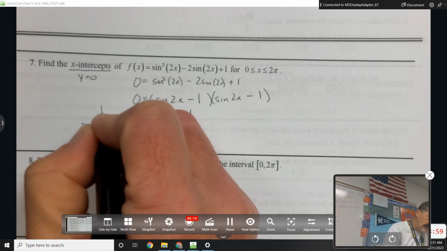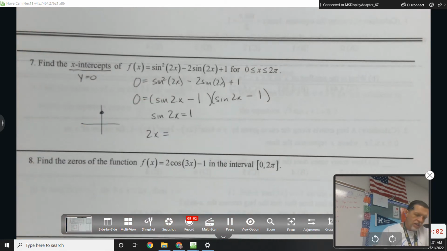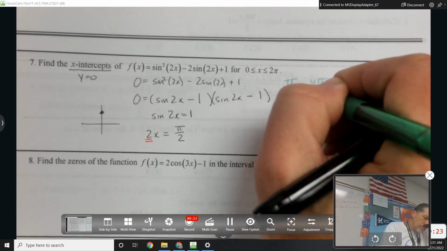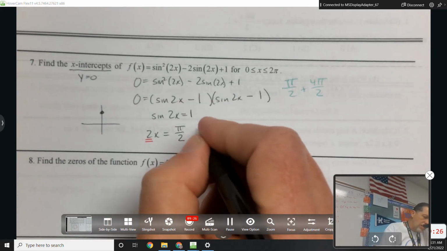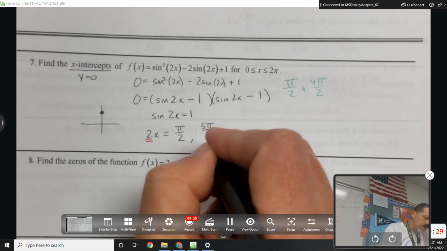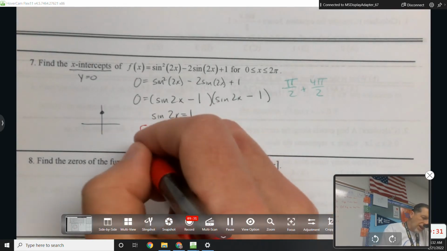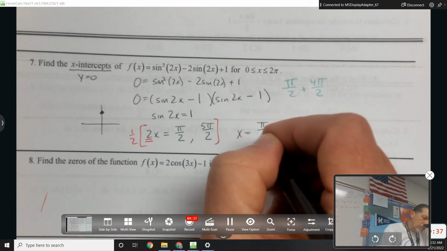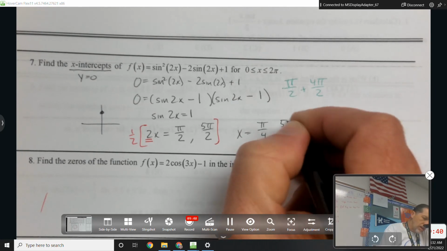Alright, the sine is equal to 1 up there, and up there would be pi over 2. But that 2x, what else do I need to be thinking about here? I need to double it. I need more answers. So how do I get my other answer? So pi over 2 plus 2 pi gets me 5 pi over 2. And then I can multiply by 1/2 to fix the 2 thing. So x equals pi over 4 and 5 pi over 4.